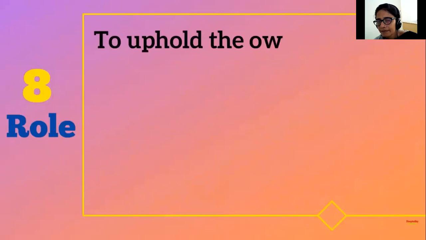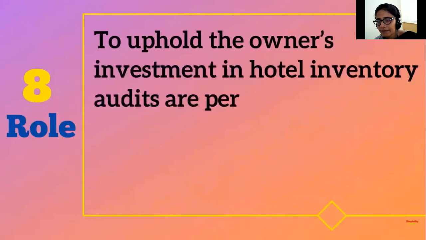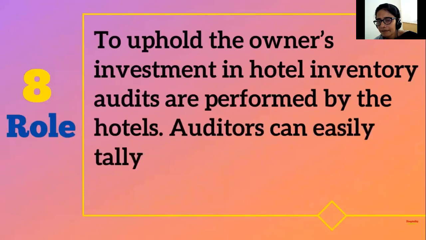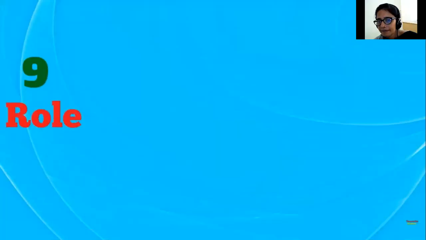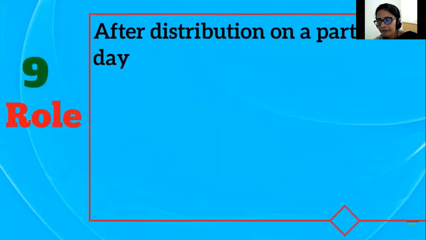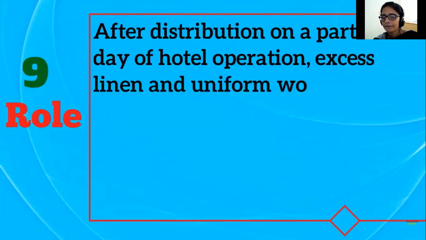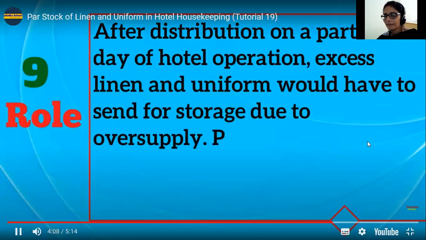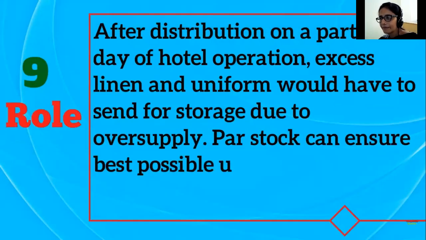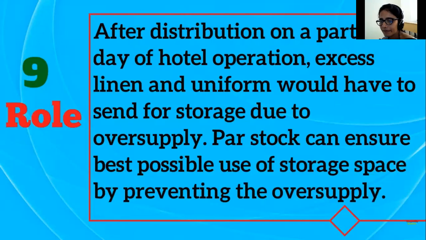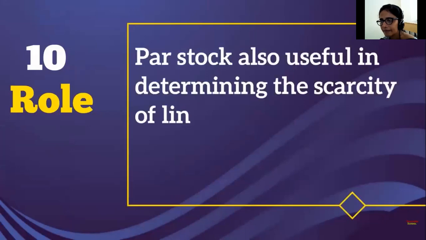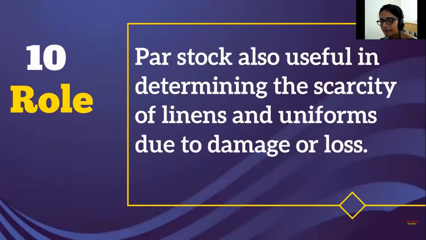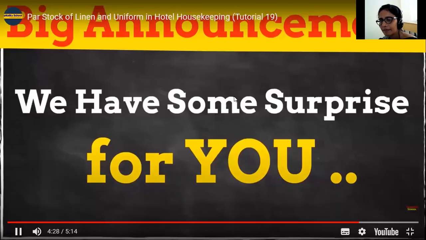Role number 8. To uphold the owner's investment in hotel inventory, audits are performed by the hotels. Auditors can easily tally the par stock as the numbers are known. Role number 9. After distribution on a particular day of hotel operation, excess linen and uniform would have to be sent for storage due to oversupply. Par stock can ensure the best possible use of storage space by preventing oversupply. Role number 10. Par stock is also useful in determining the scarcity of linens and uniforms due to damage or loss. That's all for this episode.